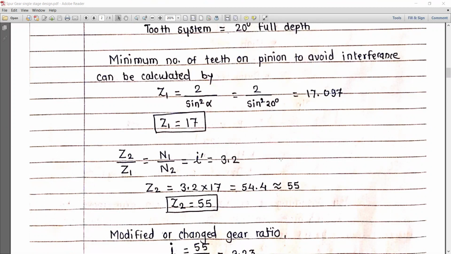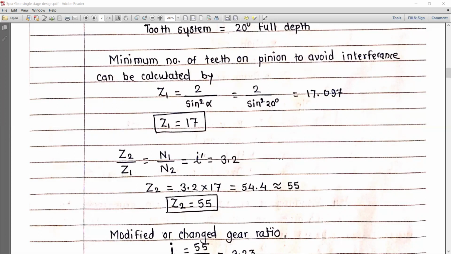Now based on the transmission ratio, you can calculate the minimum number of teeth on gear. So that is Z2 by Z1 or N1 divided by N2 is equal to transmission ratio or gear ratio, and velocity ratio is equal to 3.2. तो Z1 की value पता है तो Z2 की value हम लोग calculate कर सकते हैं. तो 3.2 multiplied by 17, what we get is 54.4. It is not like that we are using any half tooth, so we can take approximately 55 number of teeth.